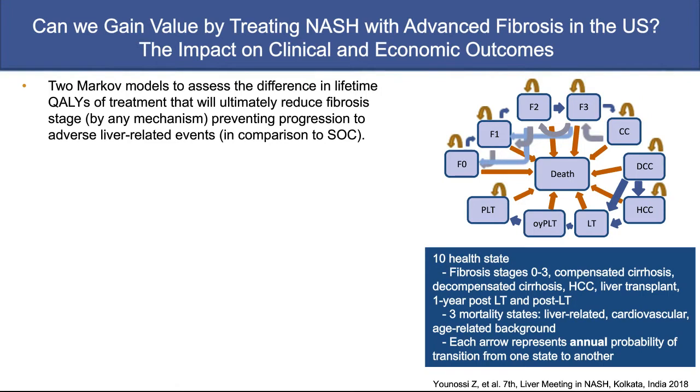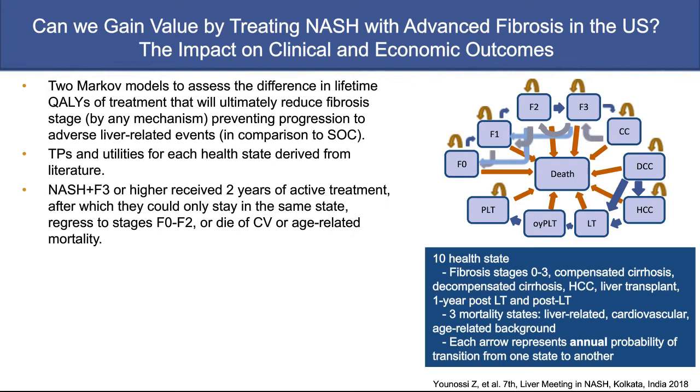This is a Markov model that we performed, looking at the difference in lifetime quality-adjusted life years gained of treatment that ultimately reduces fibrosis stage by any mechanism or prevents progression to the adverse event, as compared to not treating, meaning standard of care, which is currently not to treat. All the transition probabilities and utilities came from the literature for this model, and it only considered treating patients that had significant fibrosis, meaning NASH with F3 or higher.